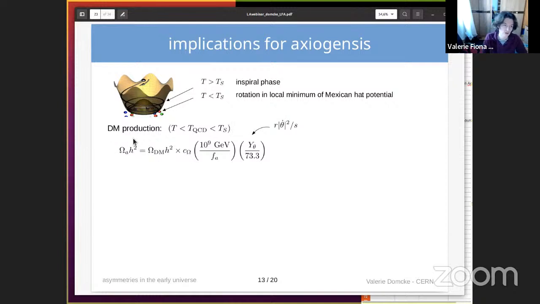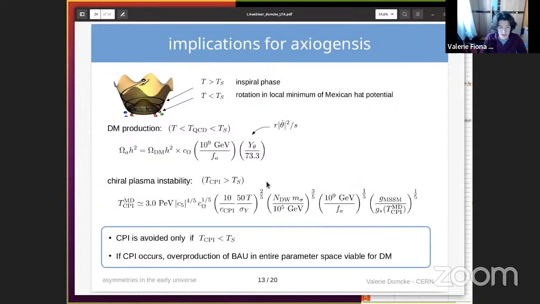The amount of axion dark matter that you produce is directly proportional to the initial velocity of the field that you put. The chiral plasma instability, on the other hand, is most efficient at early time, so before the settling temperature. And I can use the formulas I was showing you beforehand to compute the CPI temperature for this particular model. Previously I said we can avoid the CPI if we go to temperatures below the equilibration of the electron Yukawa. Here it's slightly different, because the electron Yukawa temperature doesn't actually matter because we have this active source, but we can avoid the CPI if we go below this settling temperature.